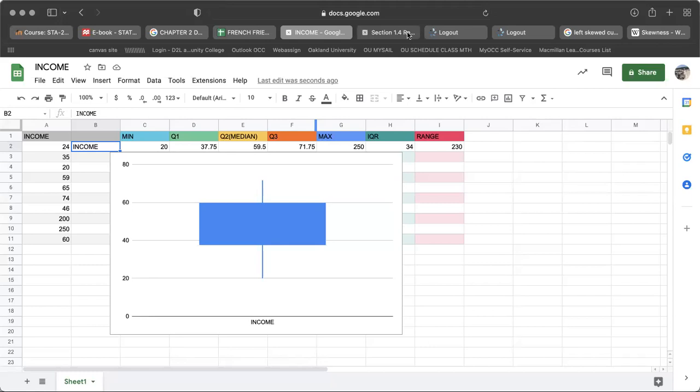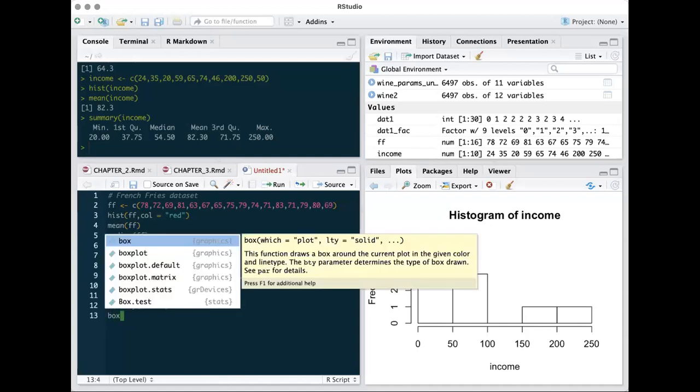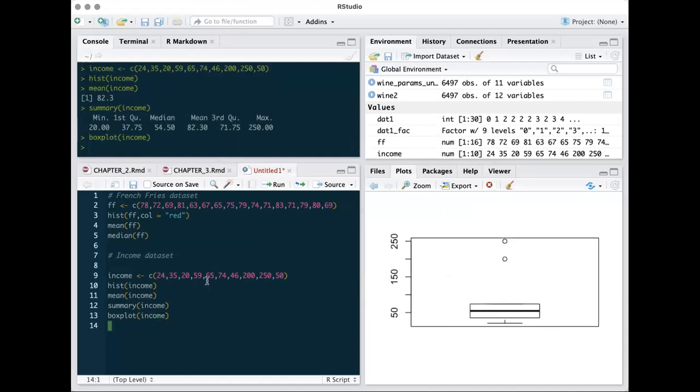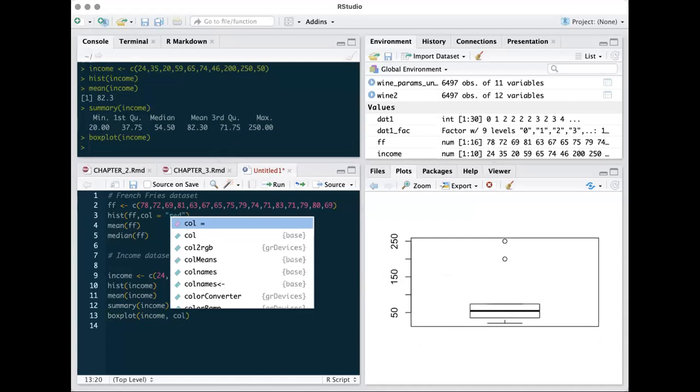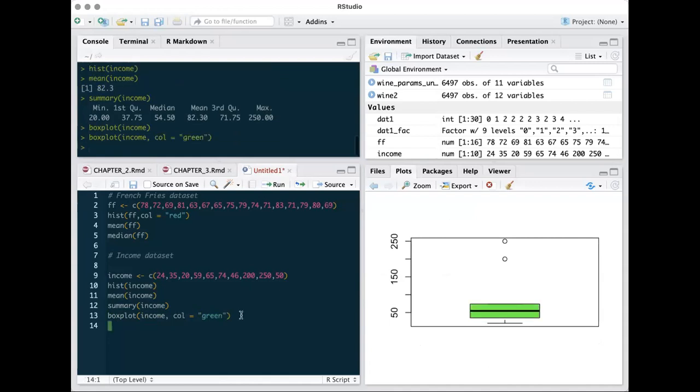All right, next I'm going to show you how to do it in R real quick, okay? And then we'll take a break, promise. So here I have the income data already. All I need is the boxplot function. And then income, only one vector, so I don't need a dollar sign. Right there, the boxplot. Color maybe green. There you go. Can you guys see it?